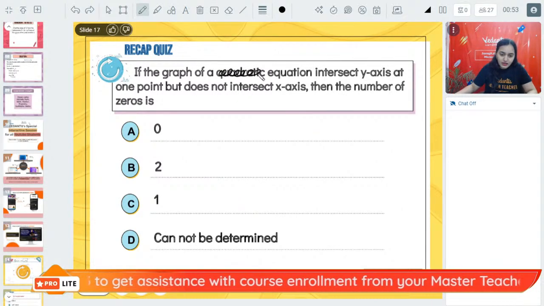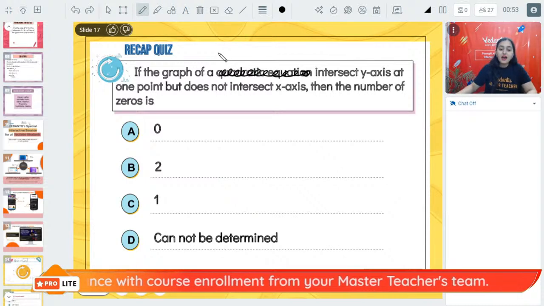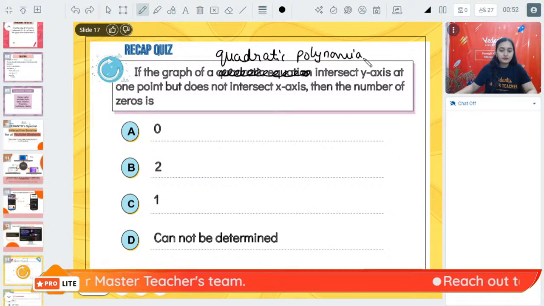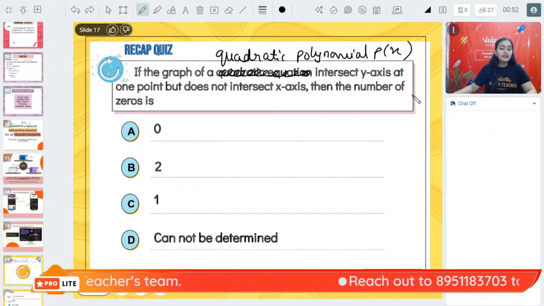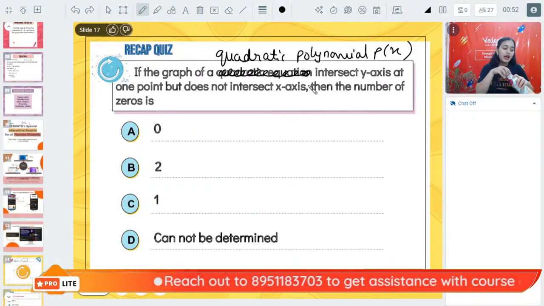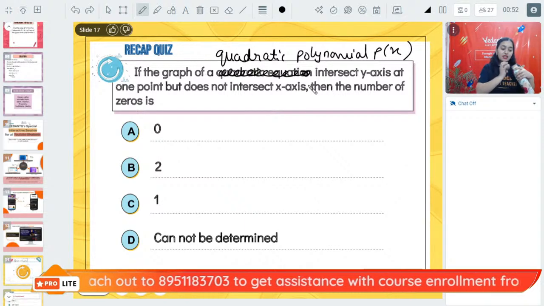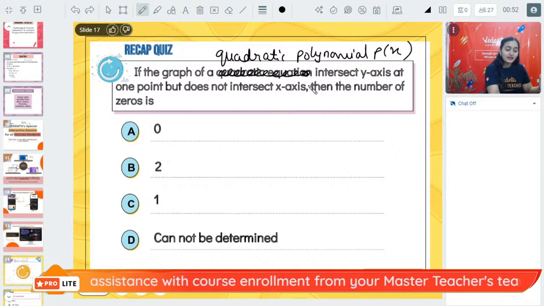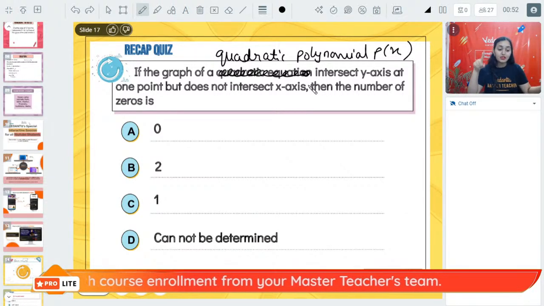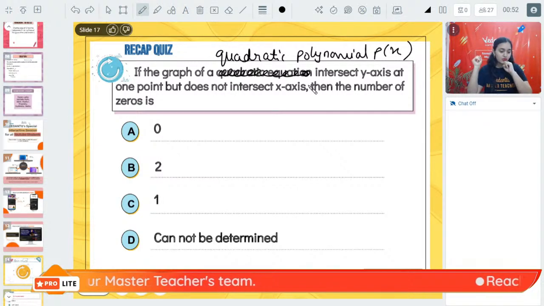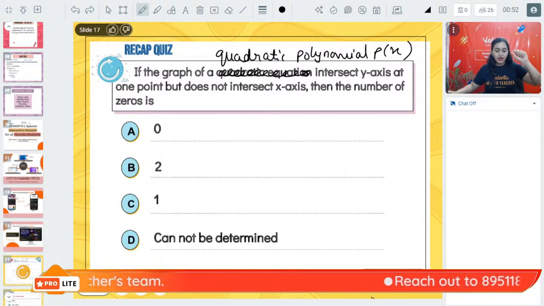If the graph of a quadratic polynomial px intersects the y-axis at one point but does not intersect the x-axis, then the number of zeros is dash. The complete equation is: quadratic polynomial px, if it is intersecting the y-axis at one point but not intersecting the x-axis, then what will be the number of zeros? Ready? 3, 2, 1, go.